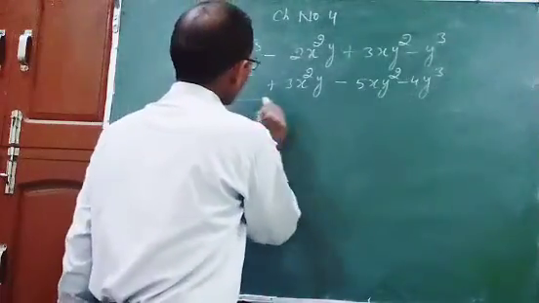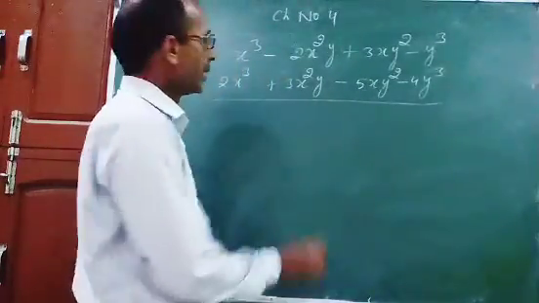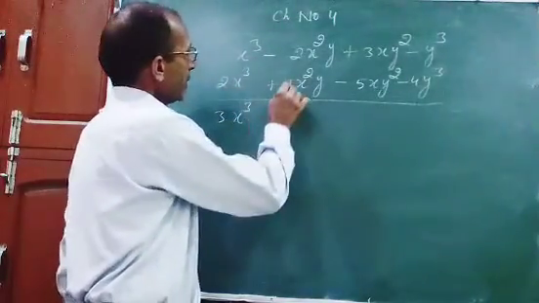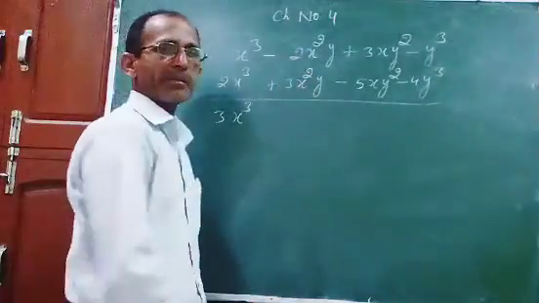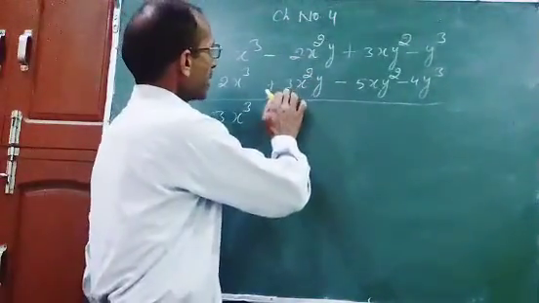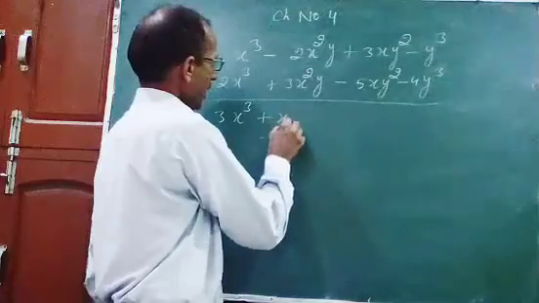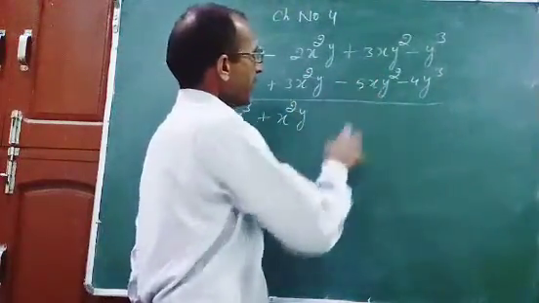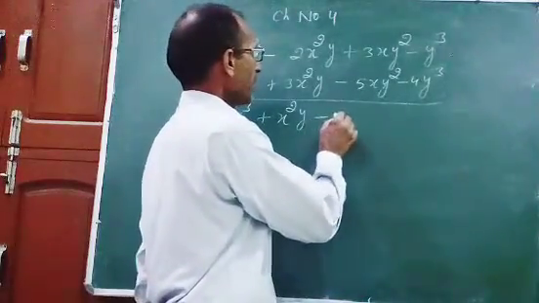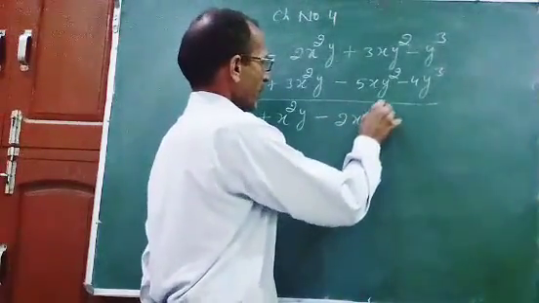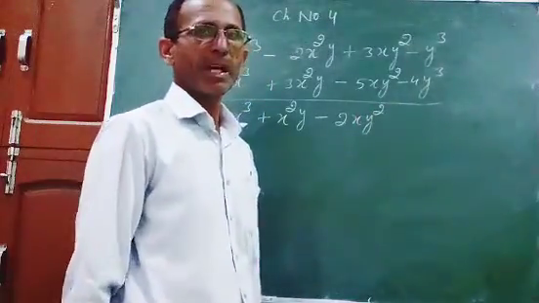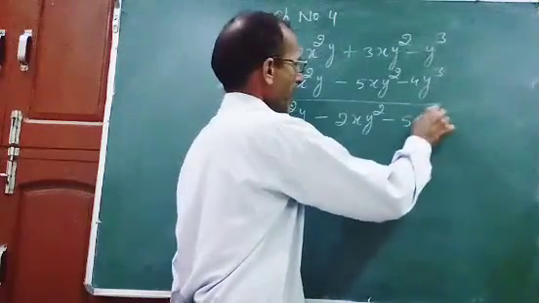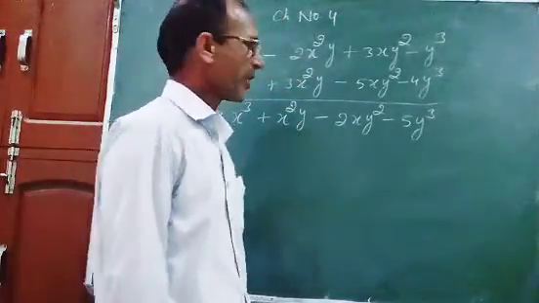Now we are adding. 1 and 2: 3x cube. Plus 3x square y and this is minus 2x square y, so plus 3 minus 2 will be x square y. Then plus 3 minus 5xy square, so it will be minus 2xy square. Then minus 4 minus 1, minus 5y cube. This is the answer.